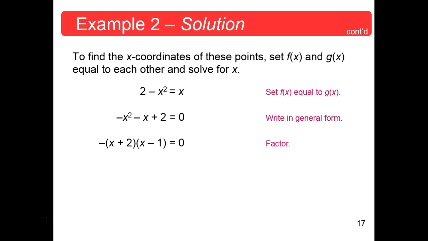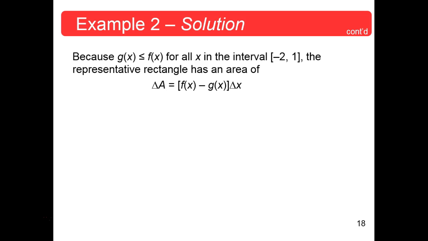Boy, did they do it strangely. Okay, I would multiply everything by minus 1 and make it, but that's me. So this gives you x equal either minus 2 or x equal a positive 1. Okay, that's exactly what we found. So those are the limits. So a is minus 2, b is 1.